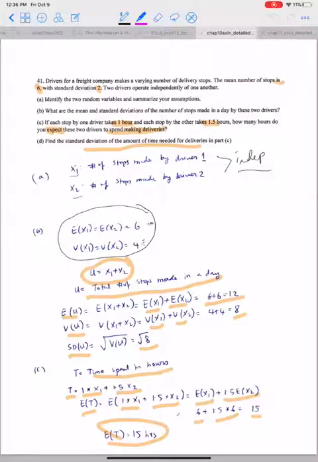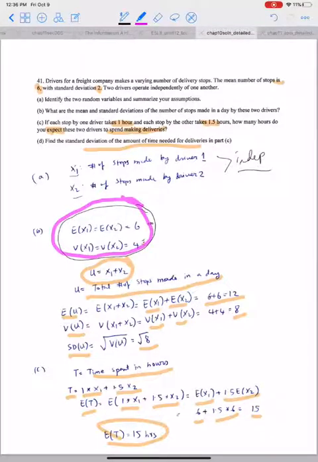What are the mean and the standard deviations of the number of stops made in a day by these two drivers? So X1 is the number of stops made by driver 1, X2 is the number of stops made by driver 2. We assume that these two random variables are independent. We are told that the expected number of stops by each of these drivers is 6 and the standard deviation is 2, which makes their variance 4.